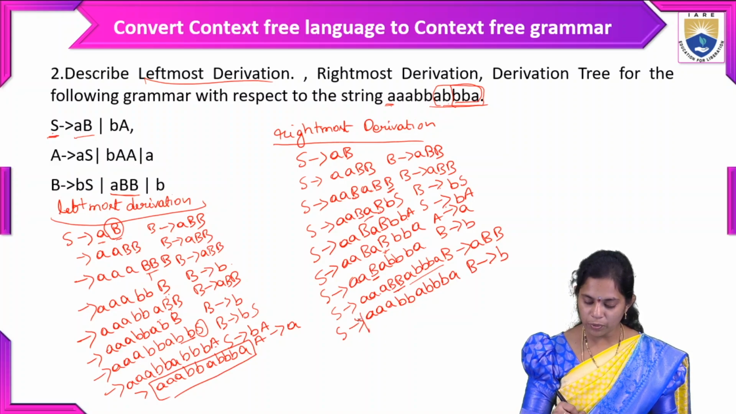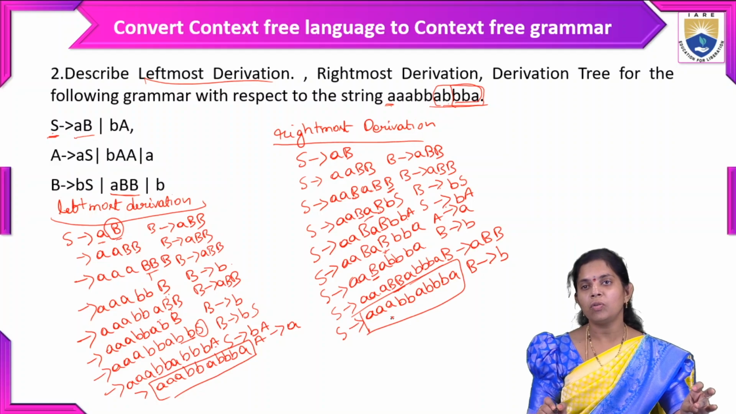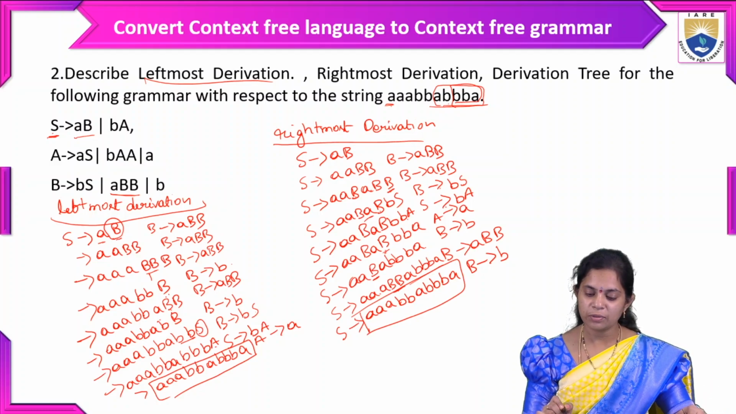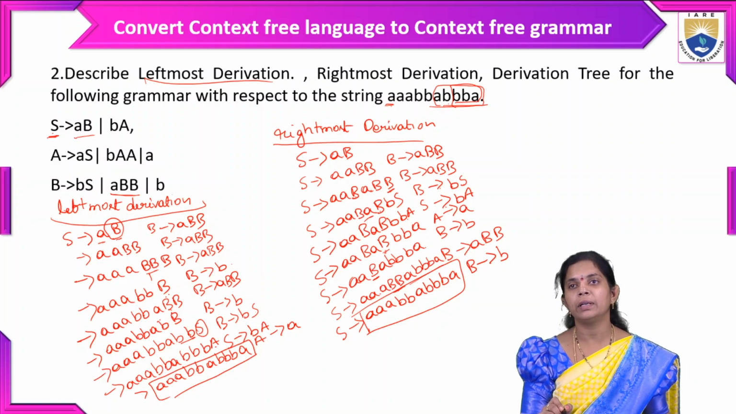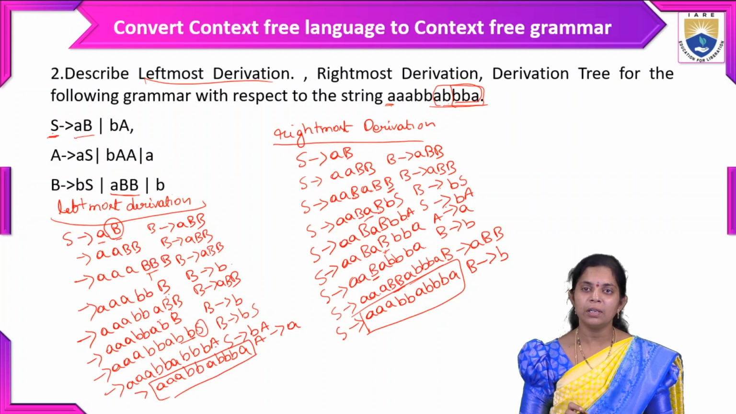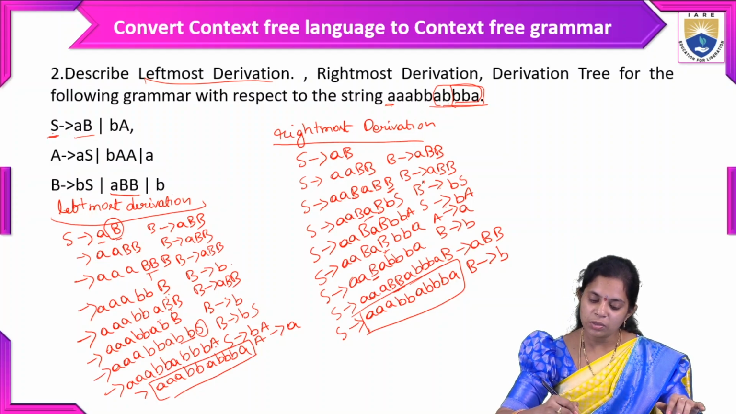So this is how we are going to derive the string from either the leftmost or rightmost derivation. So this is the context-free grammar derivation, leftmost derivation and rightmost derivation for the given context-free grammar. And derivation tree. We can also derive the same thing with the derivation tree. So let me derive this one.